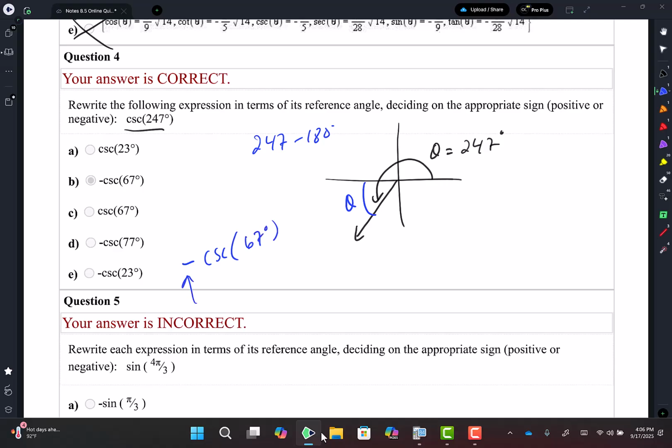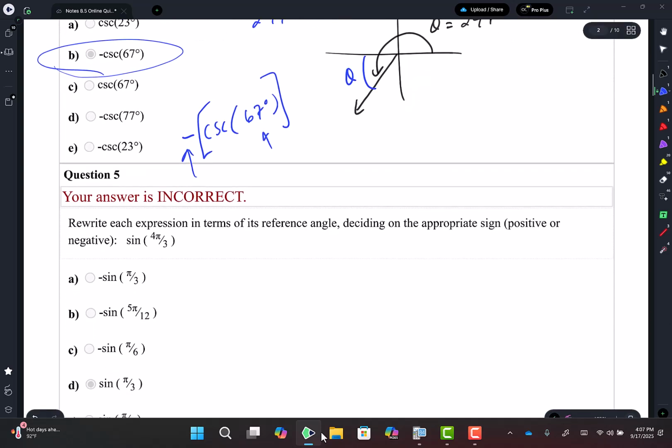I put the negative in there because I'm in quadrant 3, because everything in quadrant 3 is going to be negative. Well, everything except for tangent and cotangent. You know what I mean? So if I put cosecant of 67, that's going to be positive because it's in quadrant 1. But put the negative in the front to make it the same as cosecant 247. That makes sense? Yes. Okay.